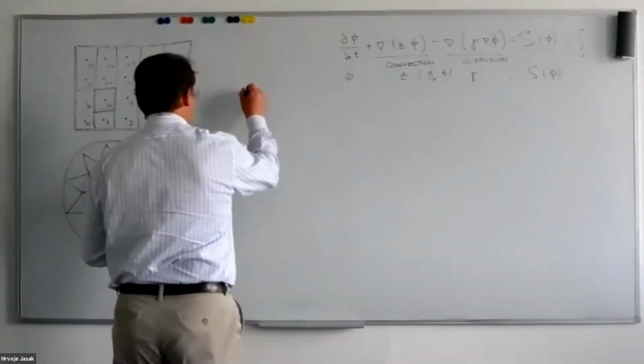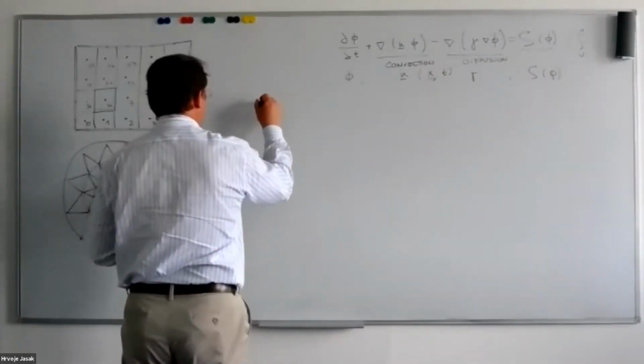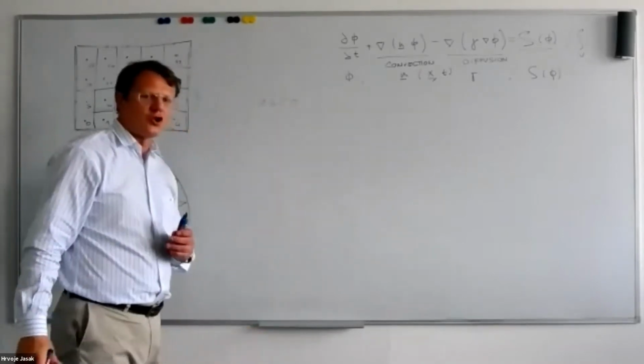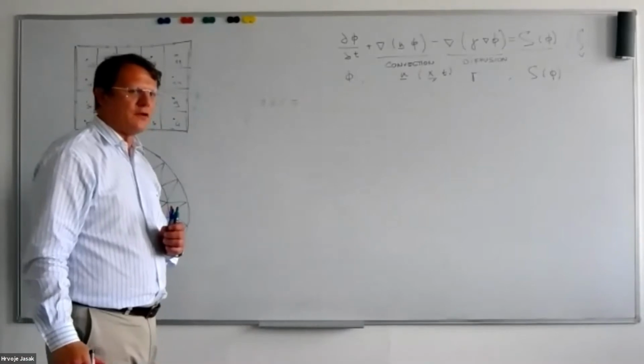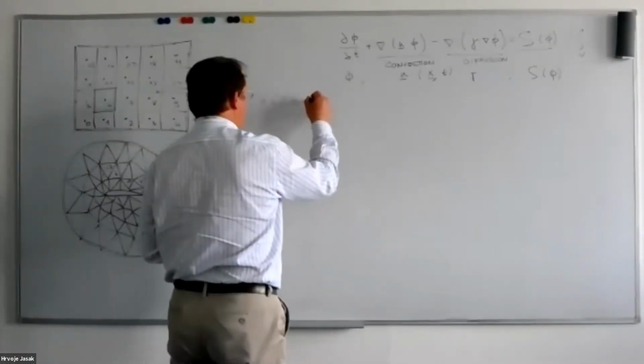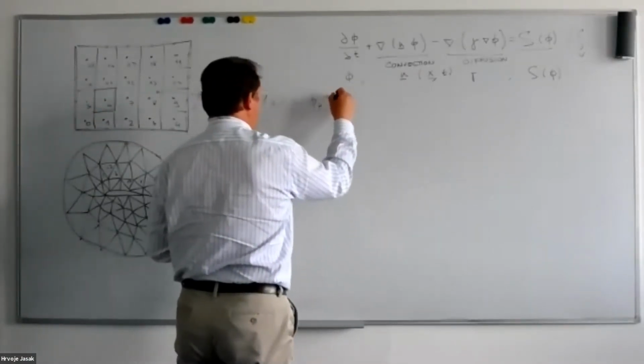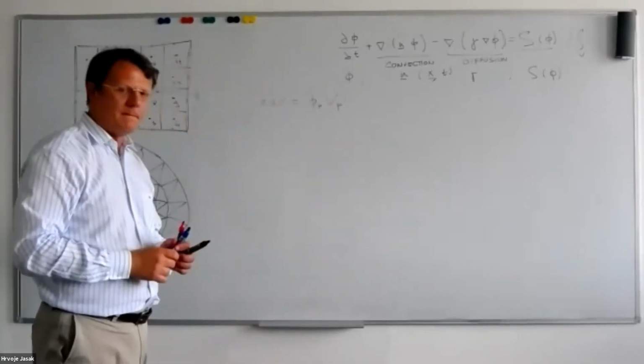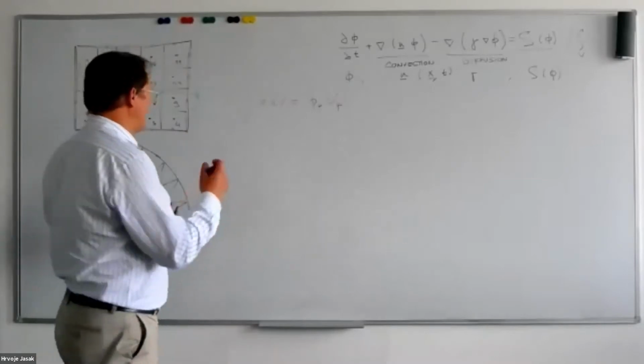So starting with a simple volume integral of phi dV with the shape function that we have prescribed, it can be evaluated as the value in the center multiplied by the volume of the cell. What about the surface integral?